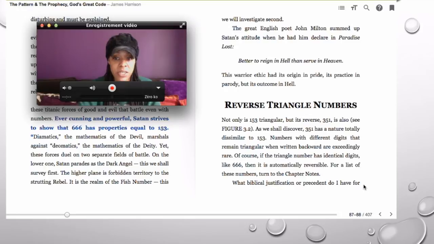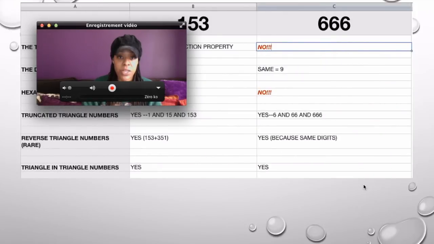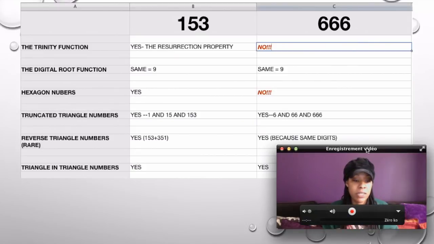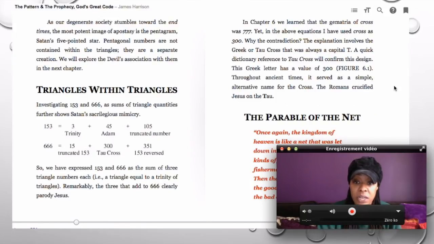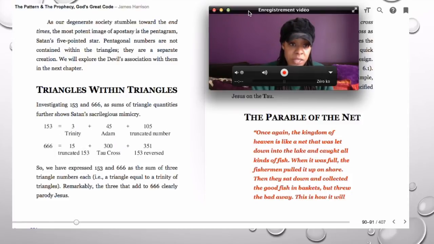And then he gives us a list in the back. But the thing I really like about this book is that he solves the equations with mathematical proof, and also he links everything to the Bible, so he can go back and say, okay, and then gematria, right? So he links everything together. It's very, very concrete information. Triangles within triangles. So 153 and 666.